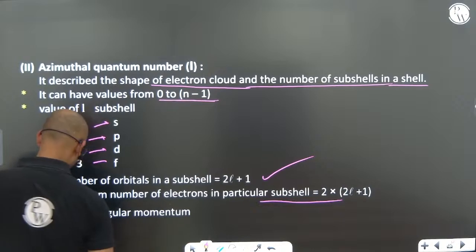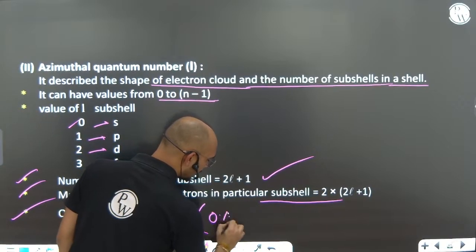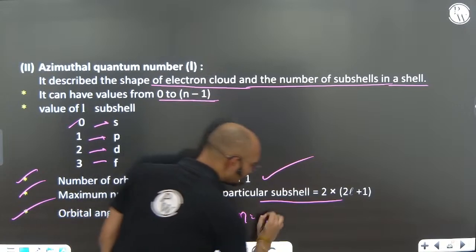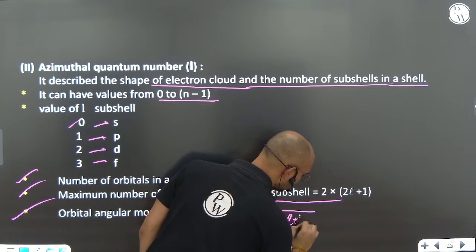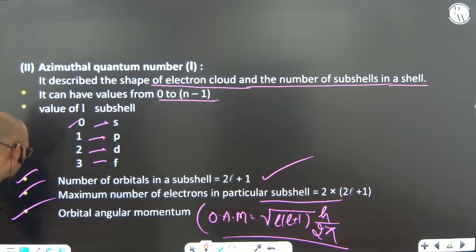Next, orbital angular momentum. We can find it out. How can we find the orbital angular momentum, OAM? What is the formula? Root of l into (l plus 1) into h by 2 pi. I hope you all keep these things in mind.